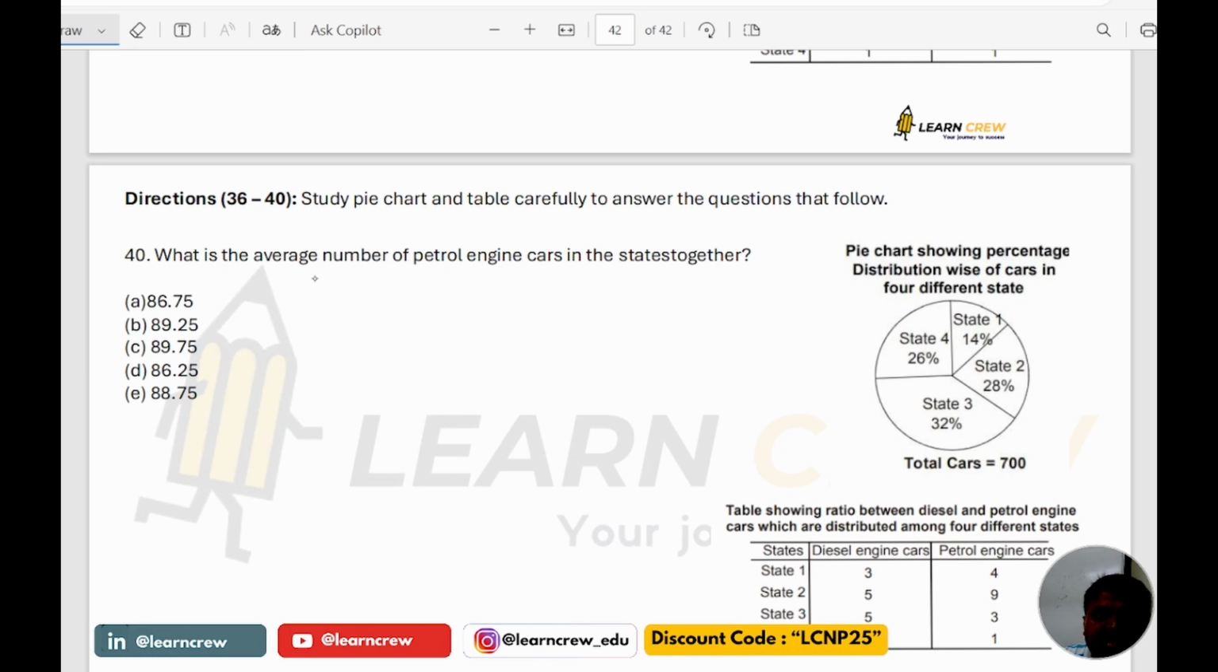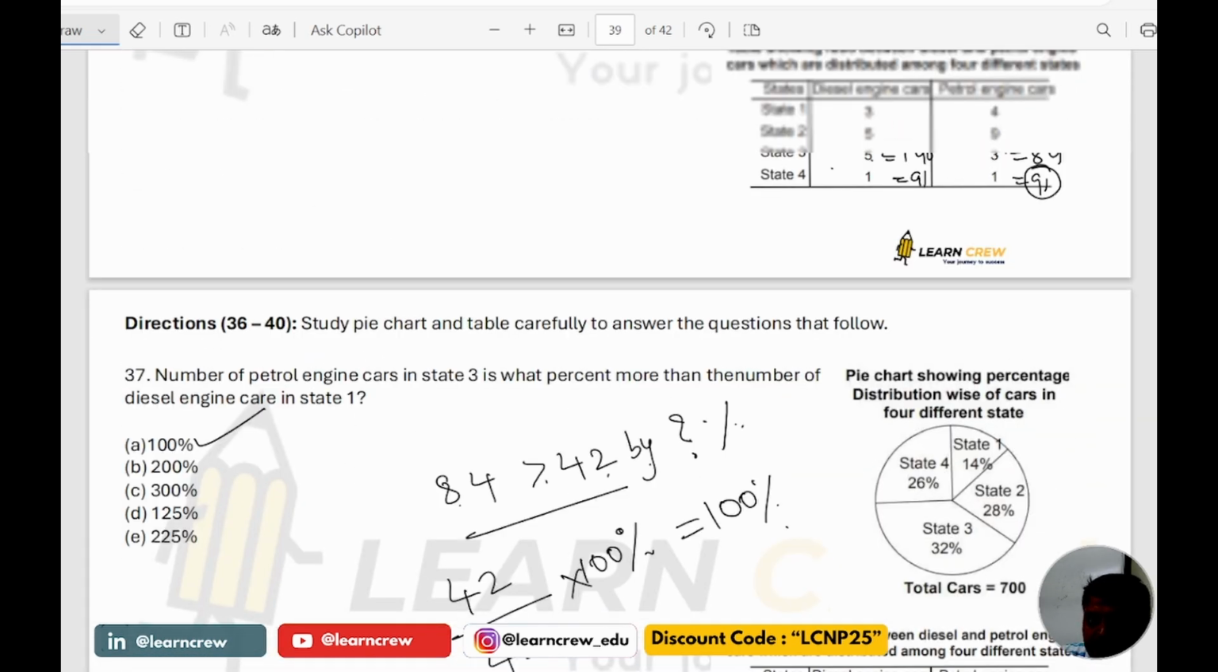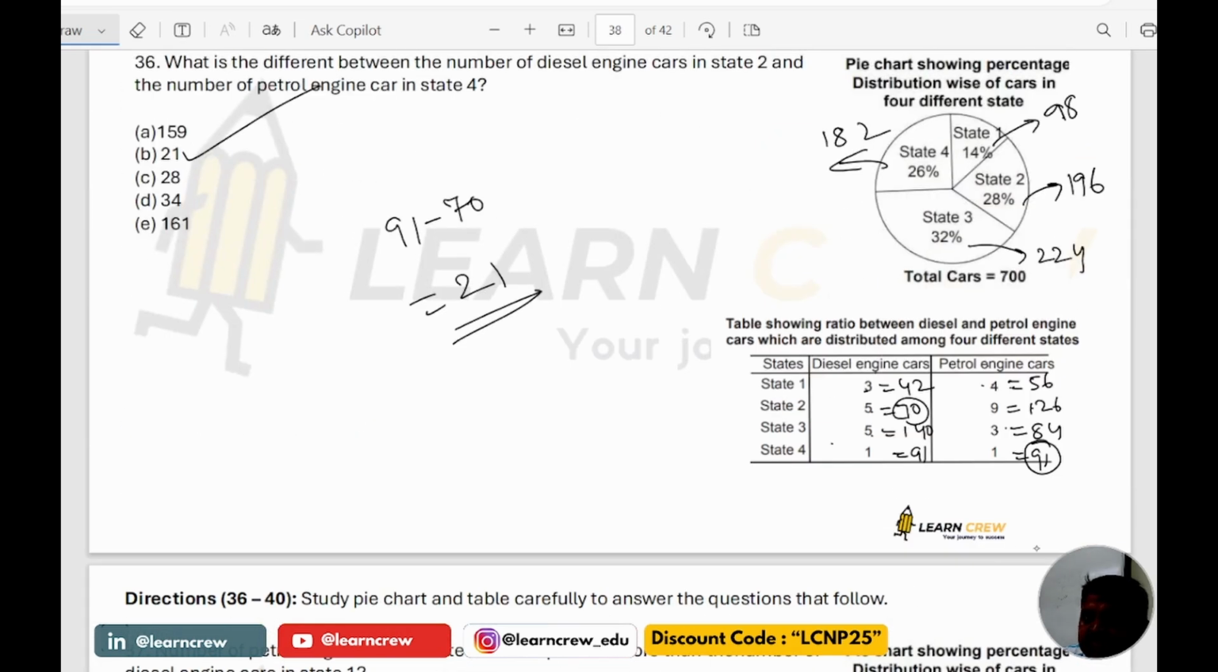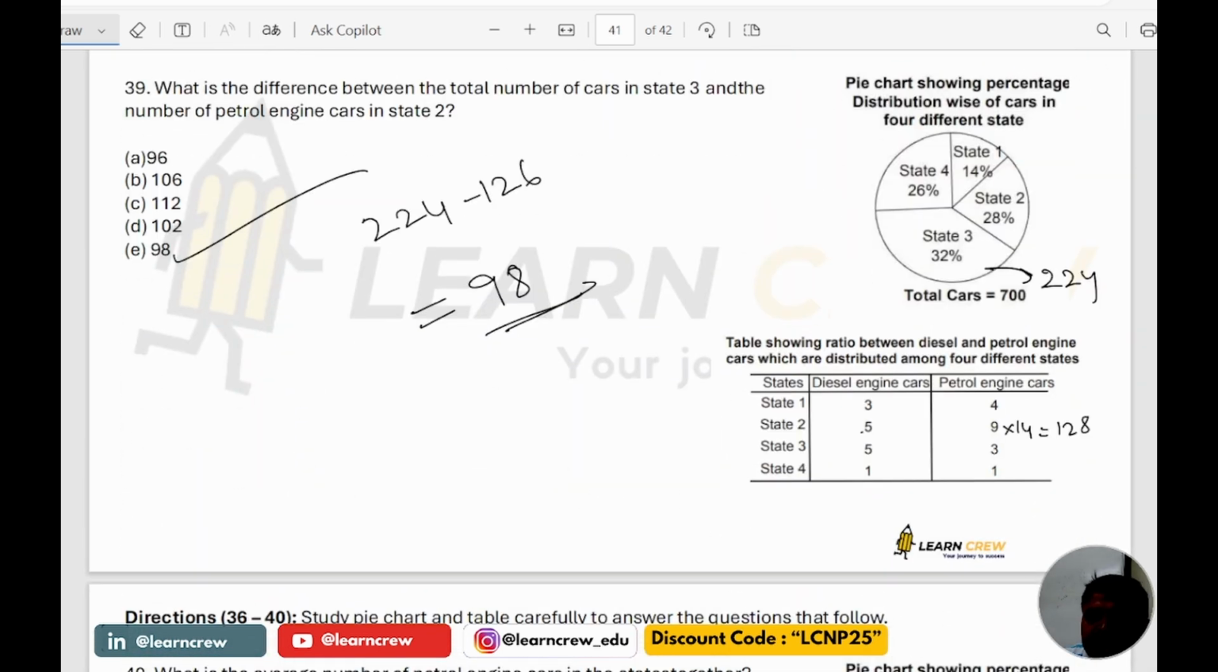Next, what is the average number of petrol engine cars in all states together? We already calculated the number of petrol engine cars. See here, I am taking the sum of all the petrol engine cars. So 56 plus 84, 140. 140 plus 120, 260. 260 plus 90, 350. 350 plus 7, 357.